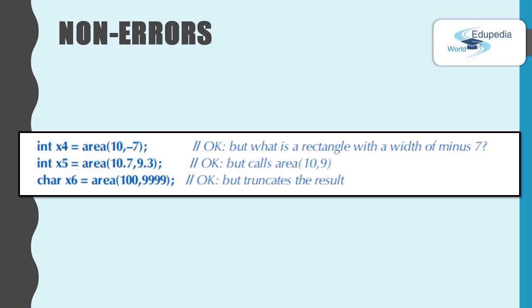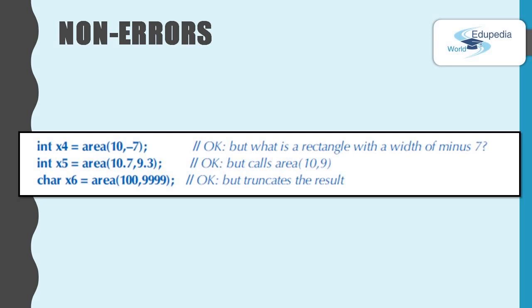Now the second code line. Here we are passing double arguments rather than int arguments. But anyway, we can convert double to int. Therefore, the C++ compiler would allow this function call. But in the conversion process, these double values would be truncated. 10.7 would be truncated into 10 and 9.3 would be truncated into 9. And in the end, you will not get an accurate area of the rectangle.